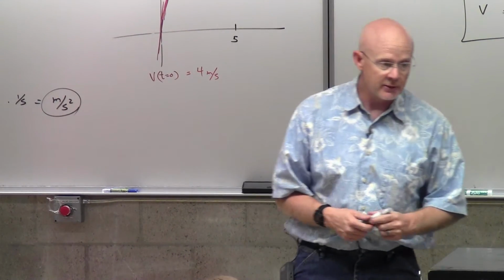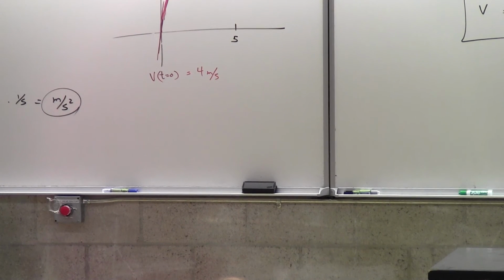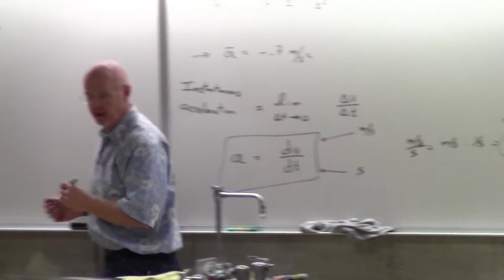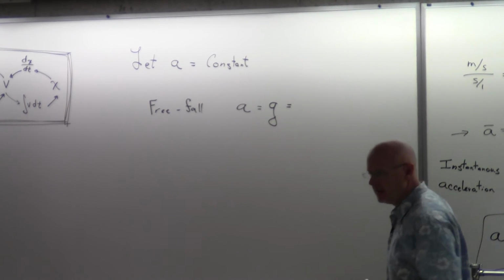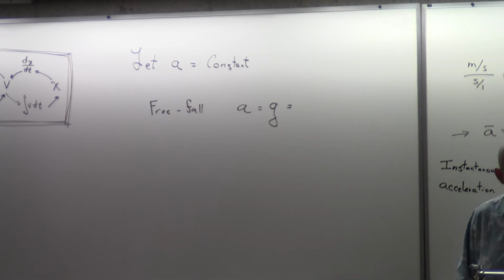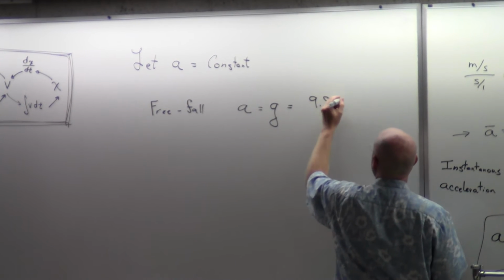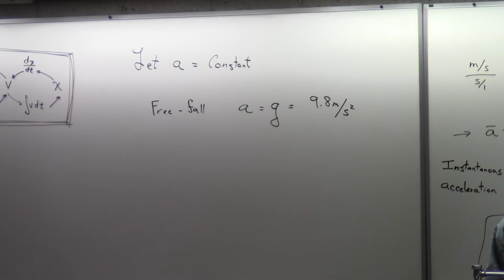So again, this word free fall is nice, but it implies there is nothing helping and nothing hindering the object from falling. And so free fall has a special acceleration. Do you guys remember that acceleration? Good. We use it so often that we like to use the symbol G. What is it? 9.8 meters per second each second.